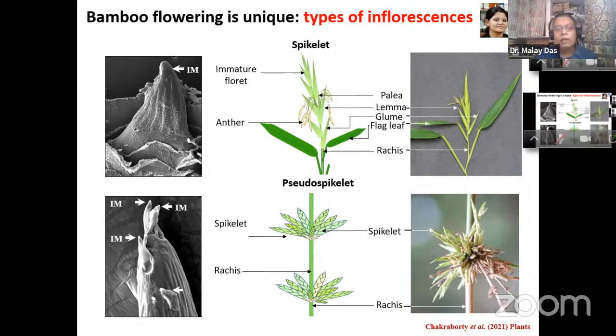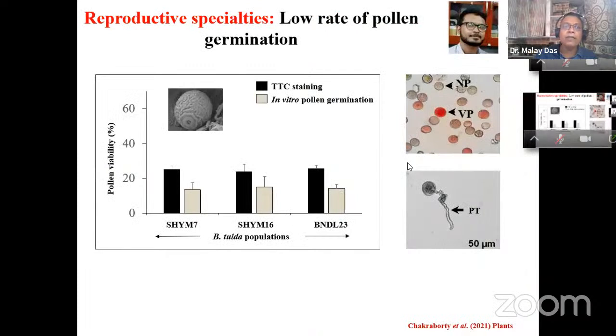Another reason we think that bamboo flowering is very special is that here the pollen germination rate is very low. As you see here, it is at a 20 to 25% level by two different types of assay. That is very strange for us, because ecologically you would assume that the pollen germination rate should be higher here, because the flowering happens after many years, like 40 or 60 years.